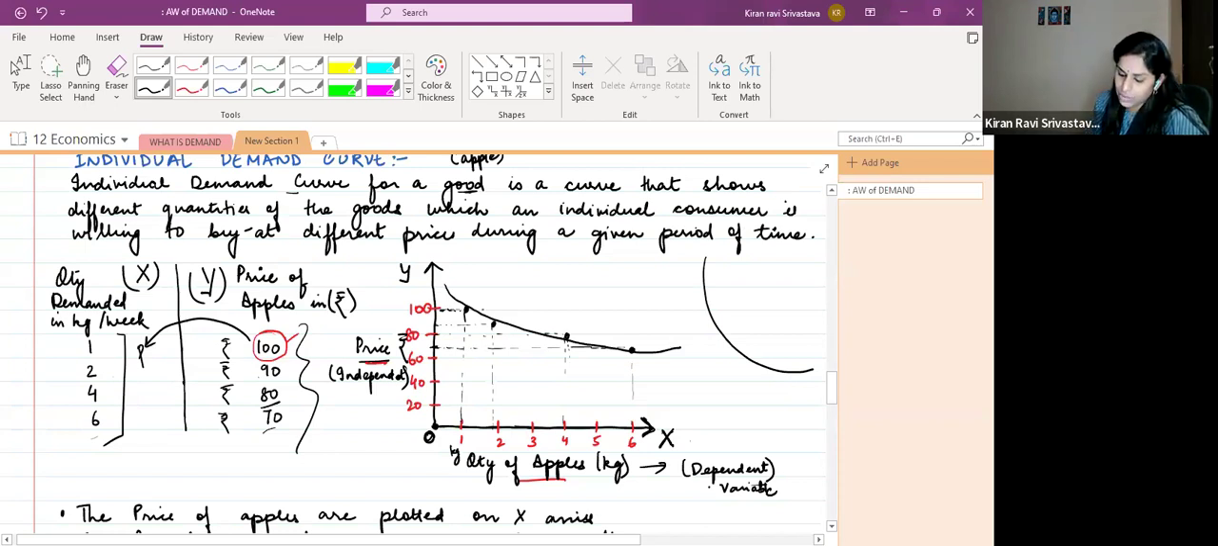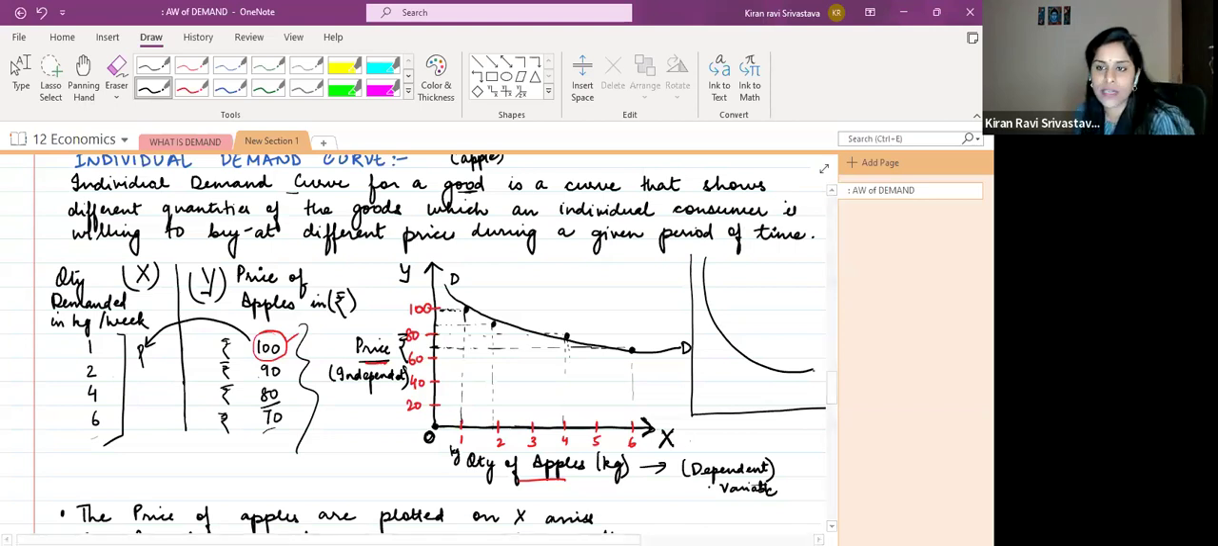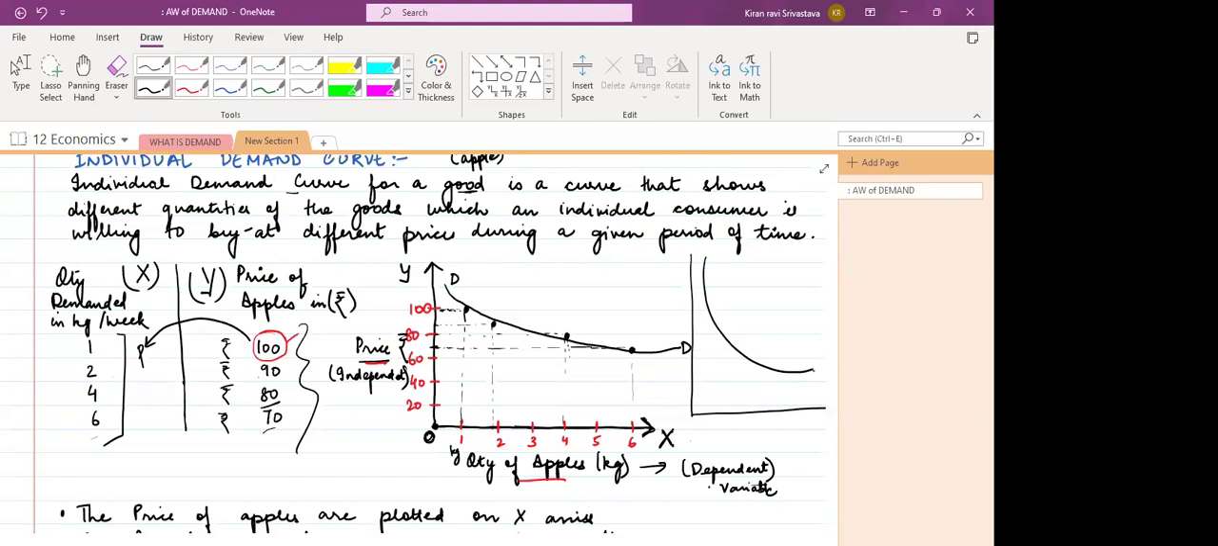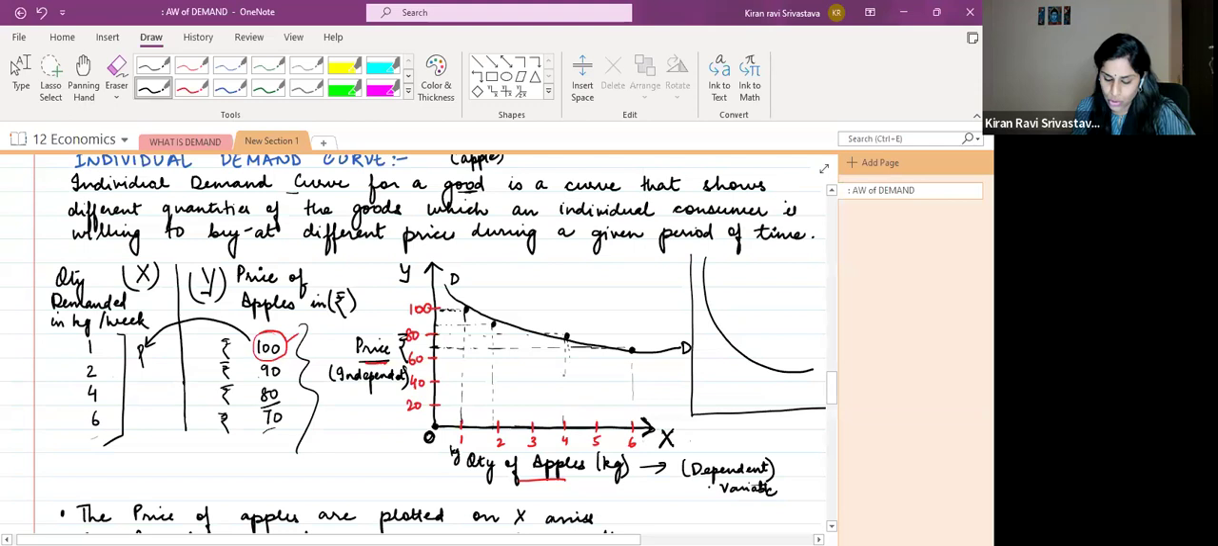Now, when I join all the dots, what I am deriving here is called the demand curve. So DD is the demand curve. If I draw it on the graph paper, it will look like this, a perfect downward sloping demand curve. Is this clear on how to draw a graph? Yes, ma'am. Okay. So this is how you will write it, and with pencil you can make the dots, get the dots correct and join.